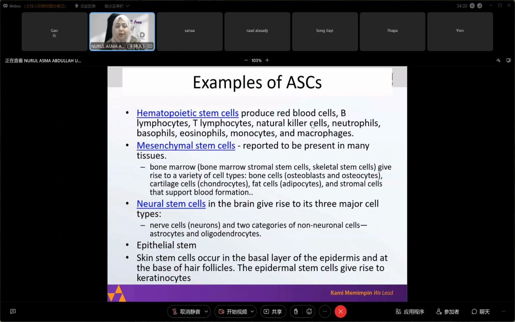You can also isolate stem cells from the skin. This is also quite common, but it exhibits quite a number of limitations. That's why it is not widely used as a source of stem cells.